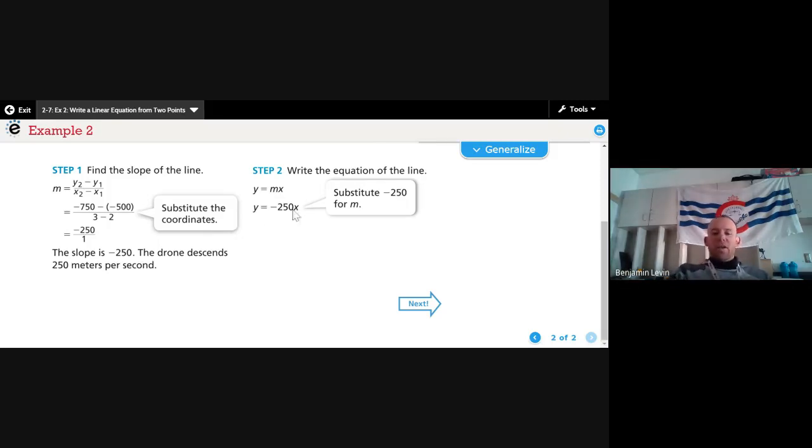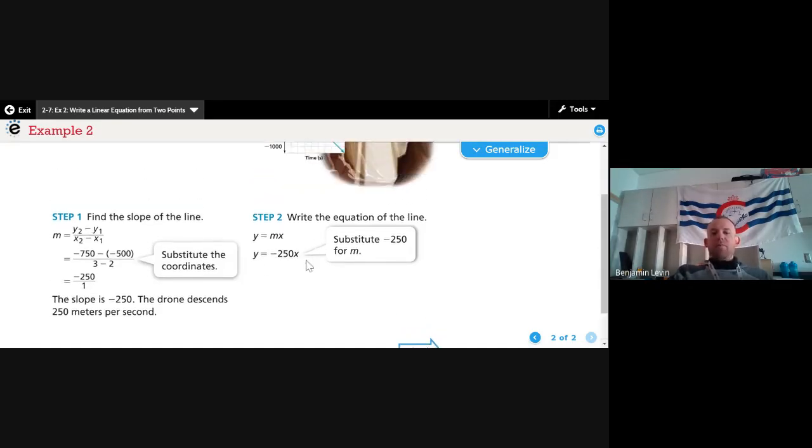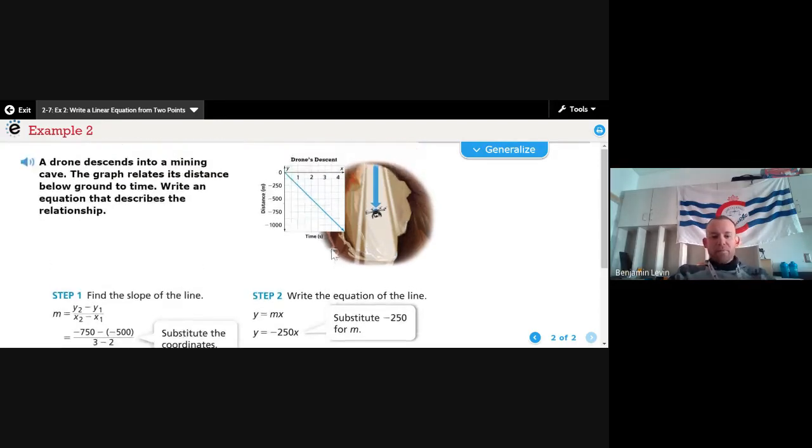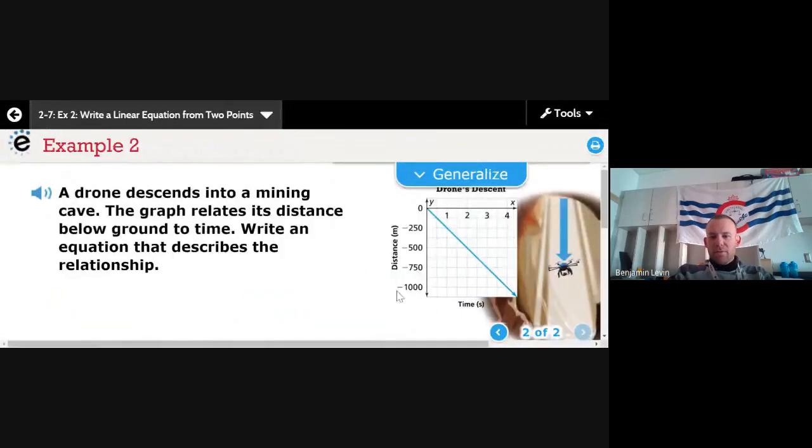y and x are going to be the two values on the points, right? So let me show you how this works. If I plug in or substitute a number for x, I multiply that number by negative 250, and that's going to tell me y. So let's try that out.